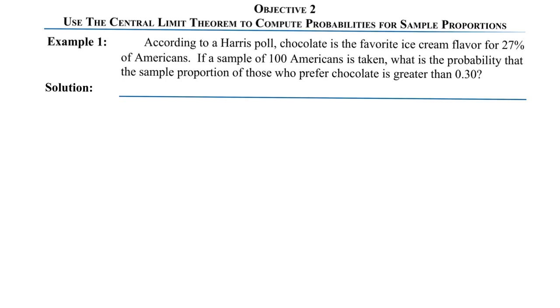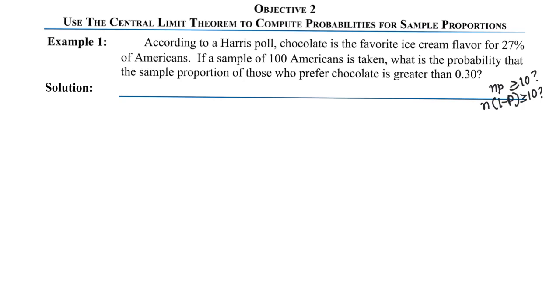Procedure for computing the probabilities with central limit theorem. First step is check to see that the condition np and n times 1 minus p both should be greater than 10. So we need to check this. If both are met, then it is appropriate to use a normal curve.